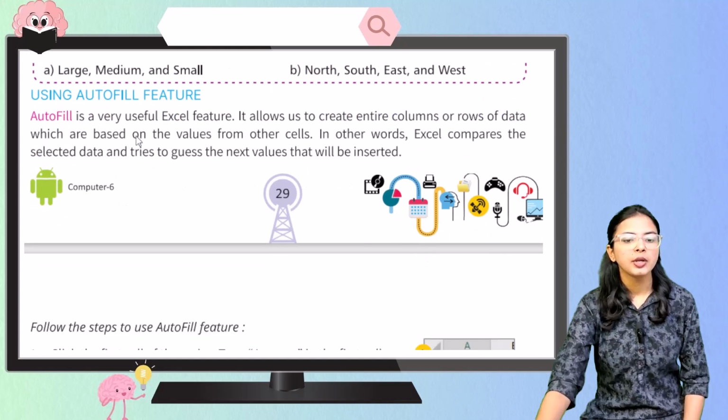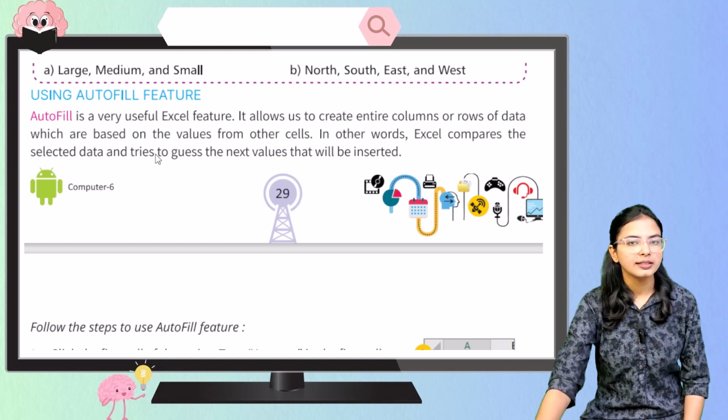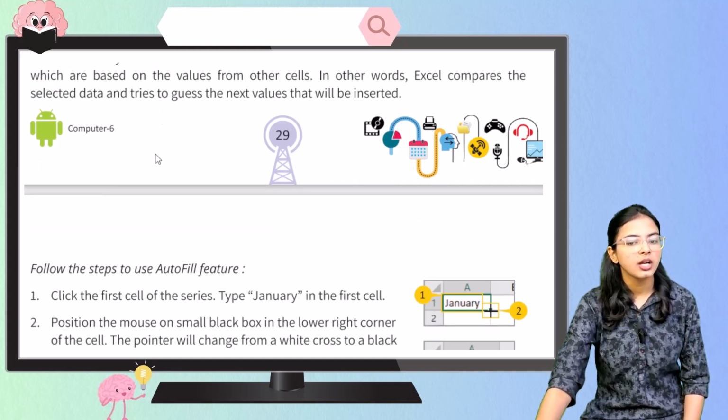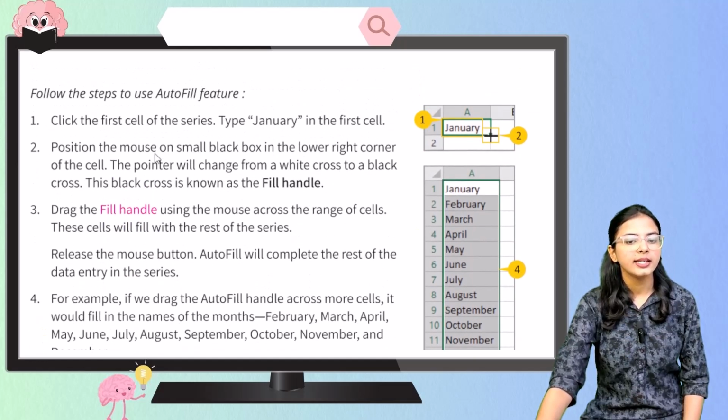Okay, now using autofill feature, students, autofill is a very useful Excel feature. It allows us to create entire columns or rows of the data which are based on the values from other cells. In other words, Excel compares the selected data and tries to guess the next values that will be inserted. Okay, now students, now let us follow the steps to use autofill feature.